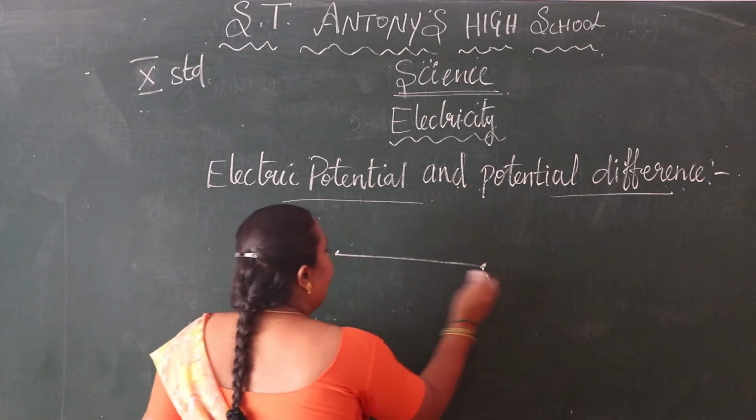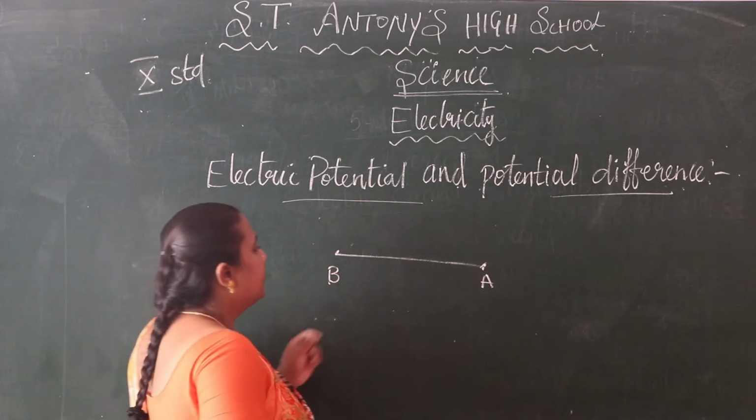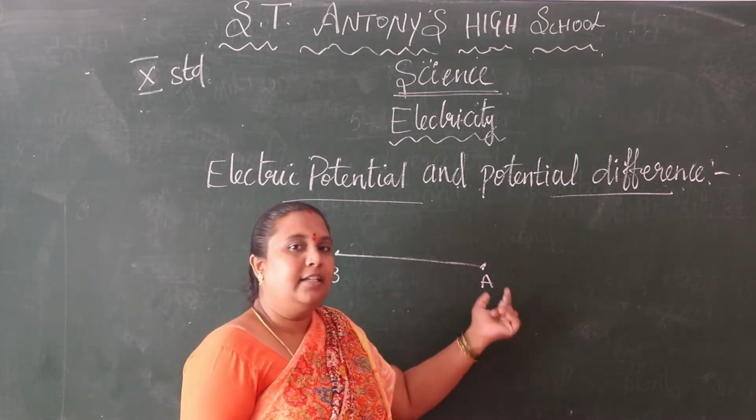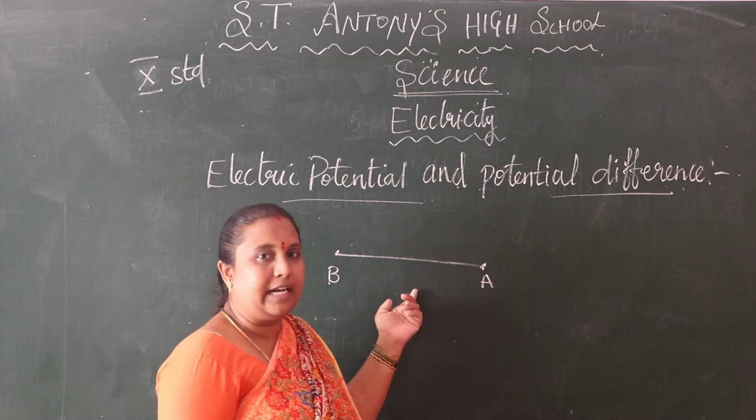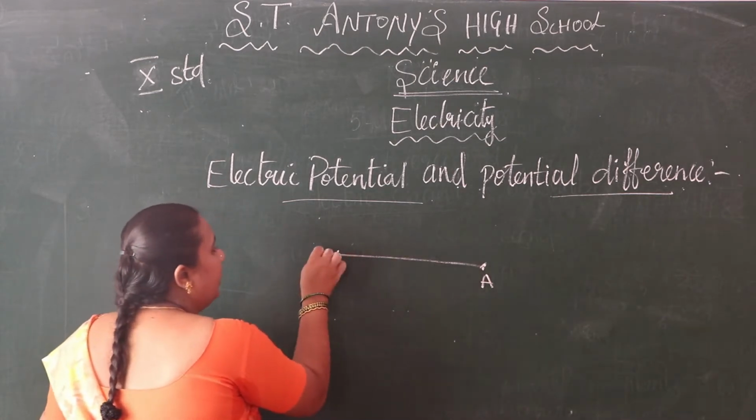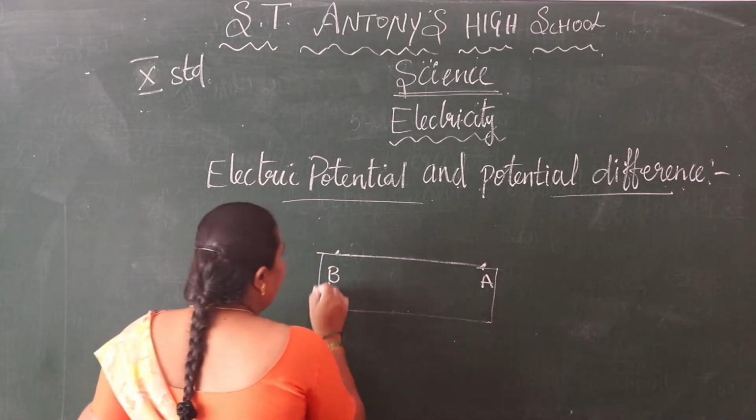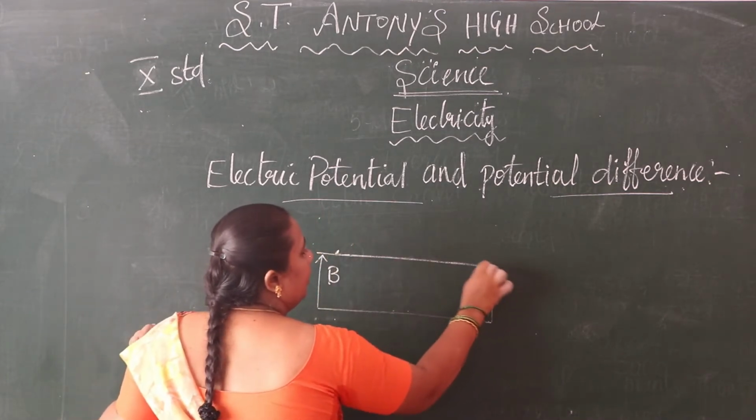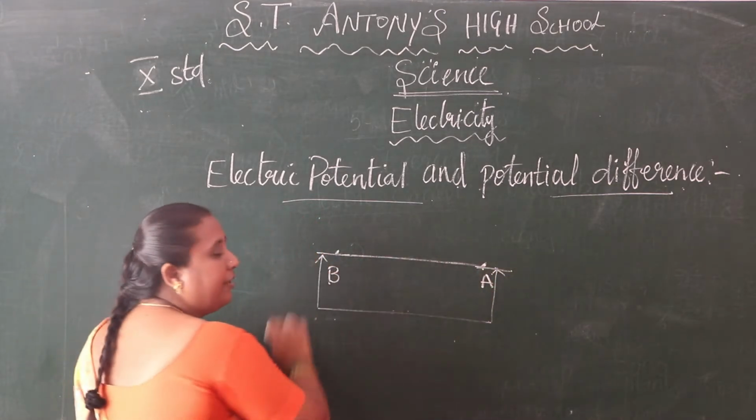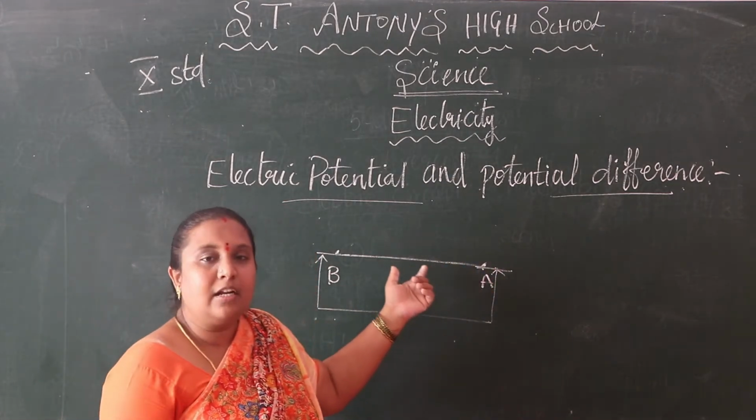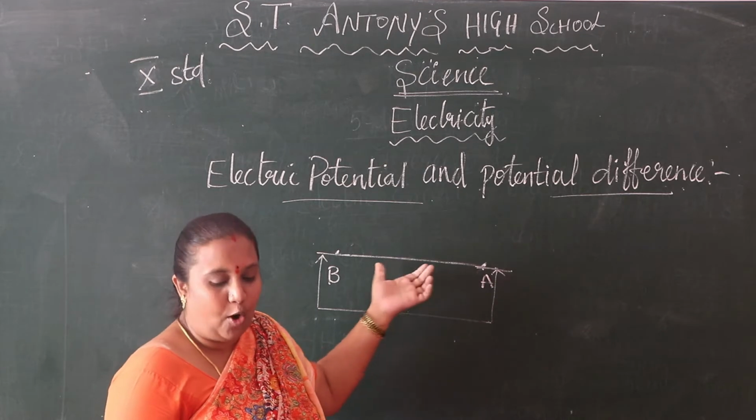So this is A and this is B. From B to A there is a flow of current, and from A to B there is a flow of current. We want to find out the potential difference between these 2 points, A and B. The electric potential difference between 2 points.